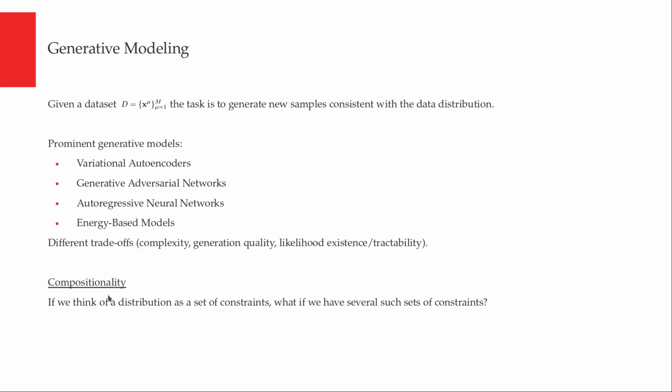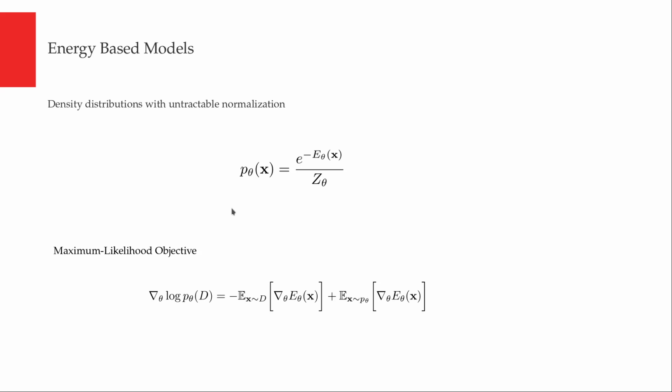An important characteristic is compositionality. So if we think of a distribution as a set of constraints, so a constraint on what kind of samples I would expect and what kind of samples I would not expect, what happens if we have several such constraints? Can we combine these sets of constraints easily in these models? And for this, especially well suited are the type of models called energy-based models, which borrow their form directly from statistical mechanics, where I specify the negative log probability in an unnormalized form, which is then called the energy, and this then defines my probability distribution.